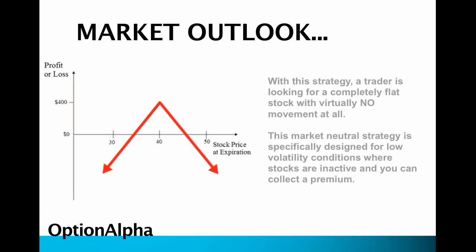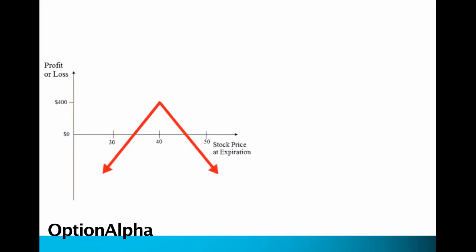As we get into it here, the market outlook for this strategy as a trader is that you're looking for a completely flat stock and virtually no movement at all. And I mean literally no movement. You want a stock that is trading absolutely flat, very little intraday and daily movement. This market neutral strategy is really designed for low volatility conditions where stocks are inactive and you can collect a premium as a result. So that's the only strategy that I would use this particular short straddle on going forward.